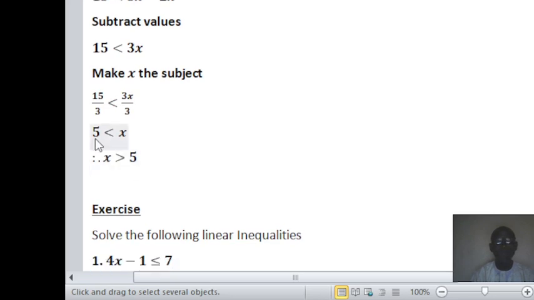5 less than x. But you turn it the other way around because we don't want our variable to be on the right hand side. It must surely be on the left hand side. So as it crosses to the other side, this inequality will now change to greater than. Therefore, x is greater than 5. I hope you are following.